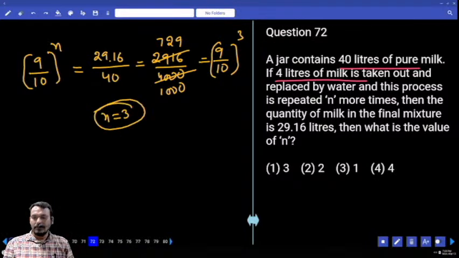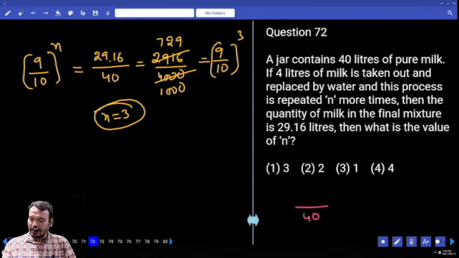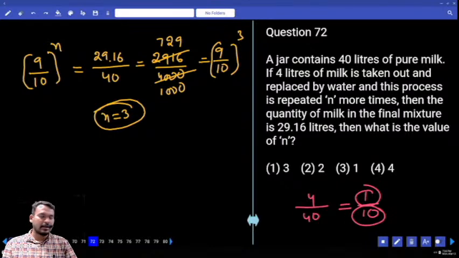Okay. Every time out of 40 liters, how many liters are taken? Sorry, out of 40, every time how many liters are taken? 4 liters. How much fraction is taken? 1 by 10. Out of 10 parts, 1 part is taken. What is the remaining? 9 parts. 9 by 10 power n, or not?